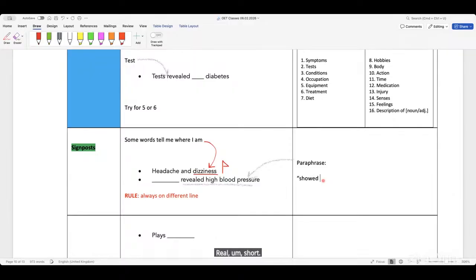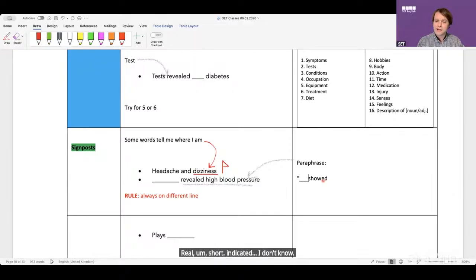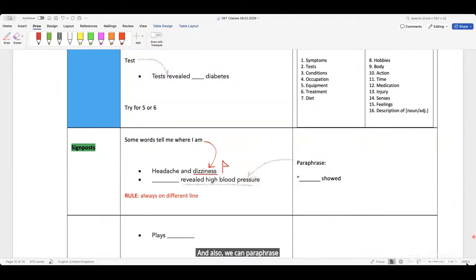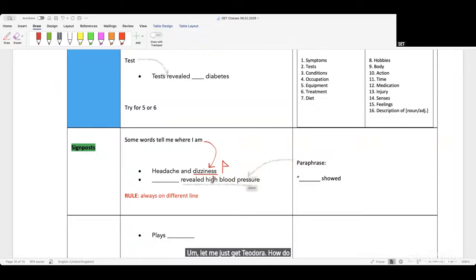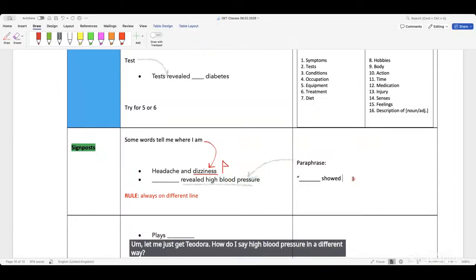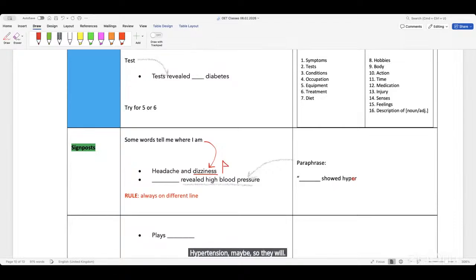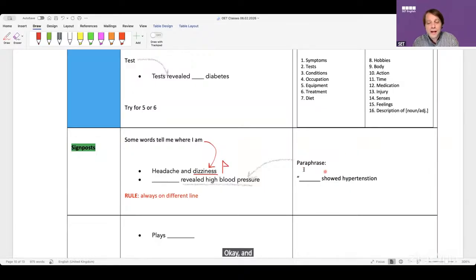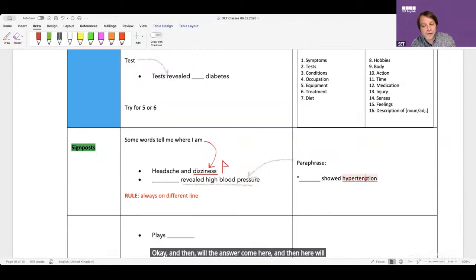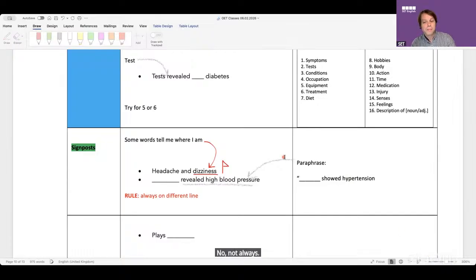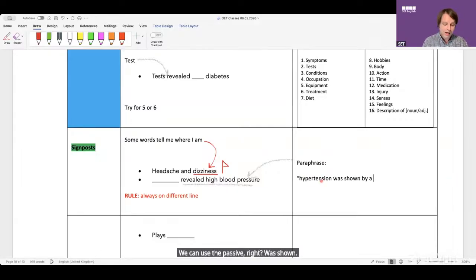Showed. Showed, right? Indicated. So they can say showed. What else might they say? And they can paraphrase reading high blood pressure, shows increase. How do I say high blood pressure in a different way? Hypertension, maybe. So they will paraphrase that one also. Will the answer come here and then here will be the words? No, not always. It might be like this: hypertension, we can use the passive, was shown by a number of different things, including, and then the answer comes here.